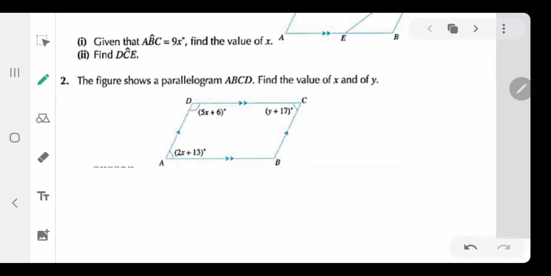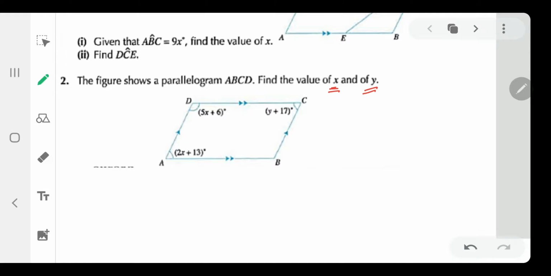Bismillahirrahmanirrahim. In this problem, we are going to find out the value of x and y. Here is x and here is y. So all we have to do is find out the value of x and y. In the diagram, we can see a parallelogram.